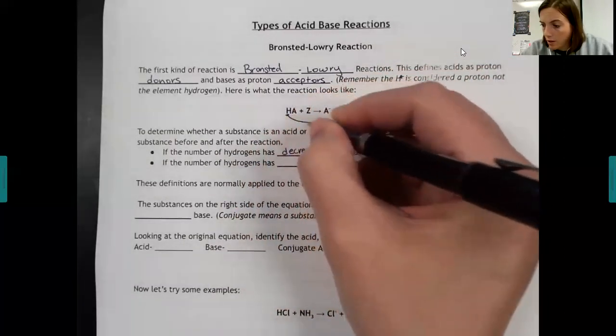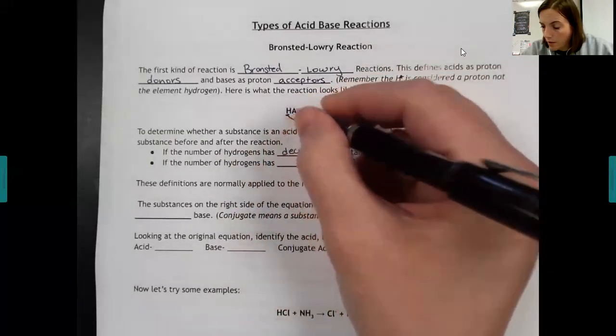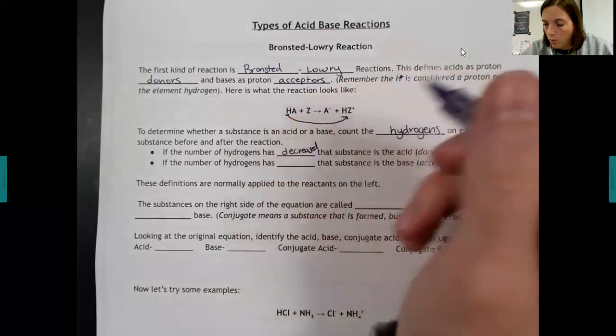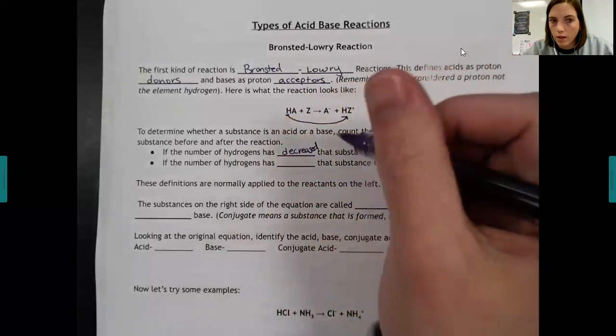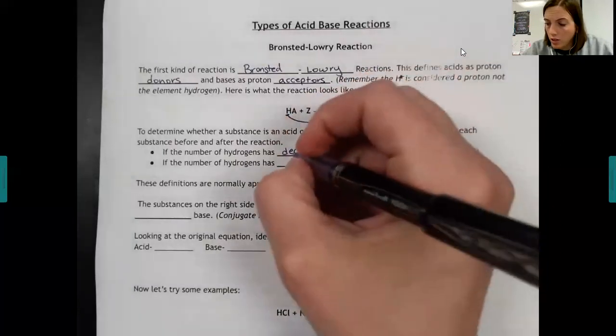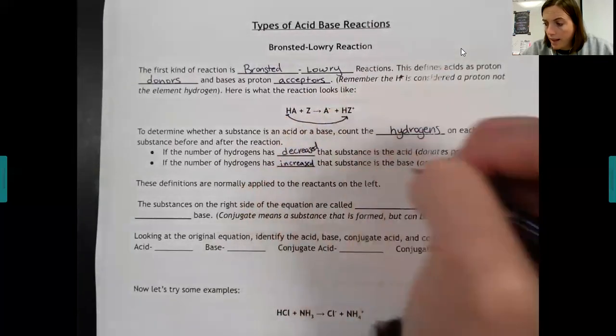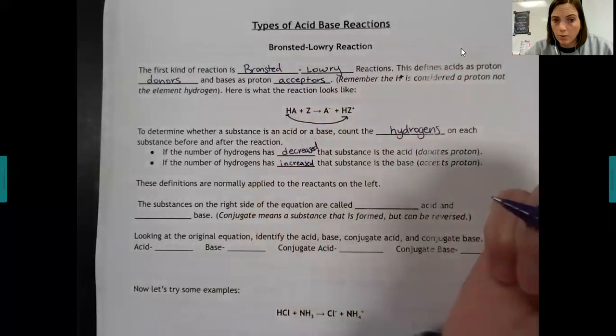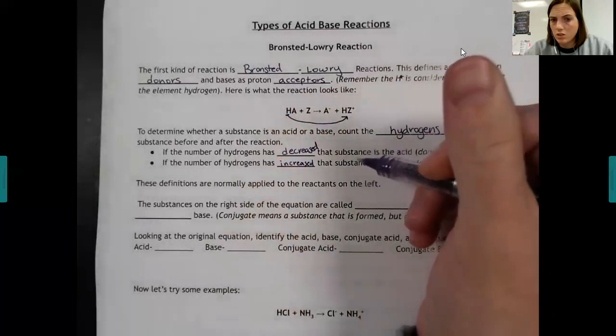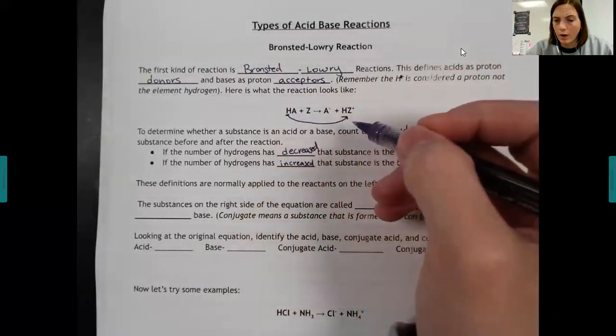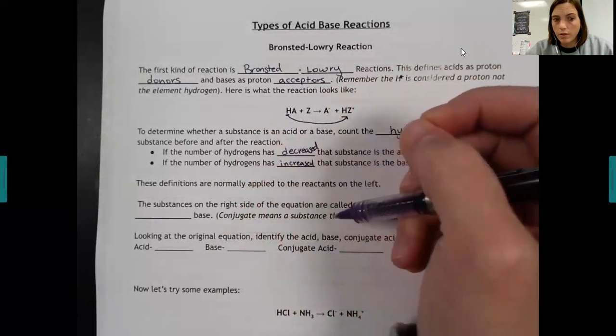Sorry, I got ahead of myself. If the number of hydrogens has increased, that substance is the base. It's accepted the proton. These definitions normally talk about what's on the left side, and the right side we'll talk about in a moment.